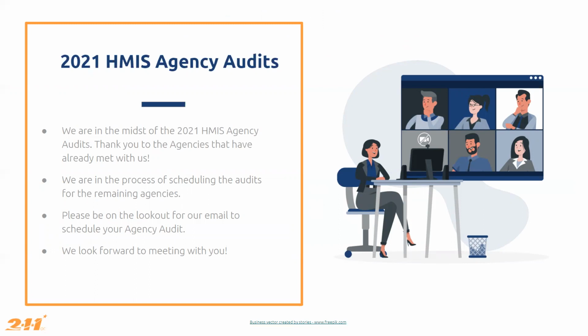Yes. Okay, perfect. Sorry for the hiccup earlier. Regarding the agency audits, we want to thank all of you who have participated so far in this year's agency audit. If you have not yet participated, the next round of emails will be going out within the next week or so for this month's round of audits. Please be sure to check your email and also your junk email, as a response is required in order to schedule your 2021 HMIS agency audits. And as always, we look forward to hearing from you.